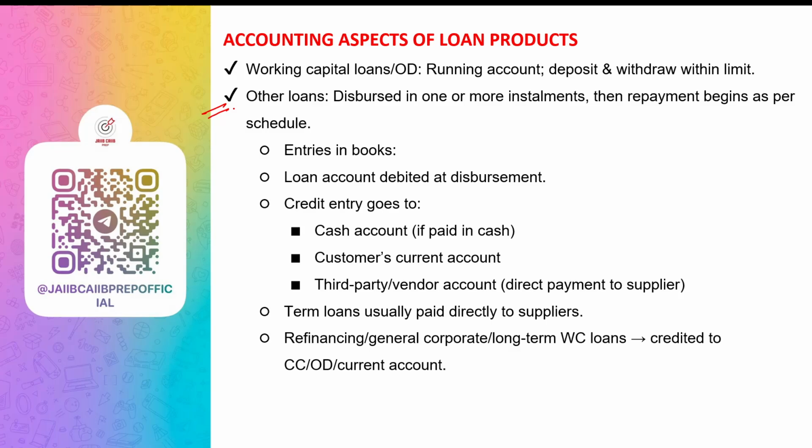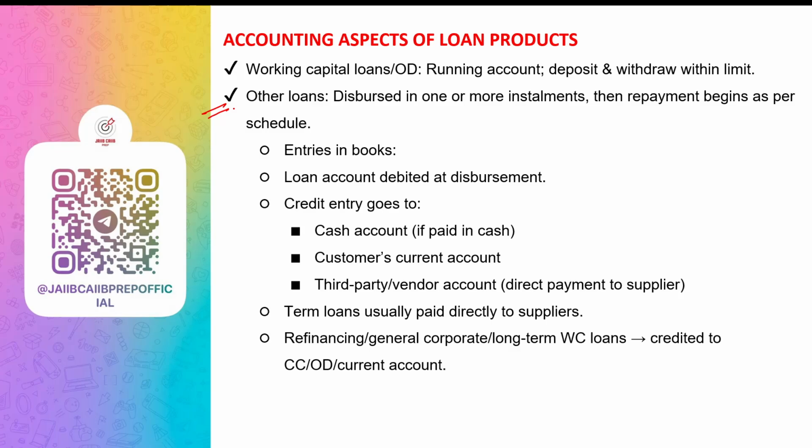So whenever a loan is disbursed, you debit the customer's loan account because the bank is creating an asset, the amount which is owed by the borrower, and you credit another account with the same amount. The type of account credited depends on how the money is given. For example, if the loan is given in cash, then the cash account will be credited. If it is credited directly to the borrower's account, then the customer's current or saving account. And if it is paid directly to the seller or service provider, then the third party or the vendor account.